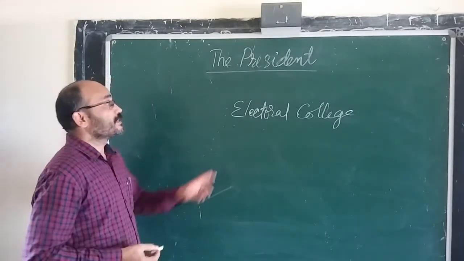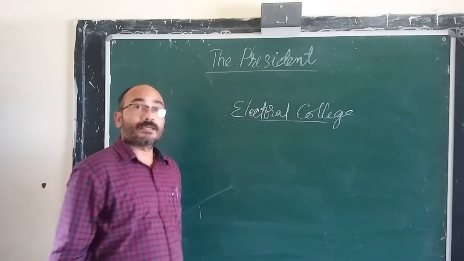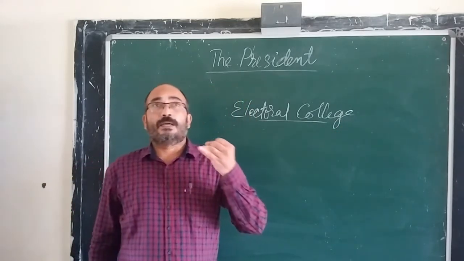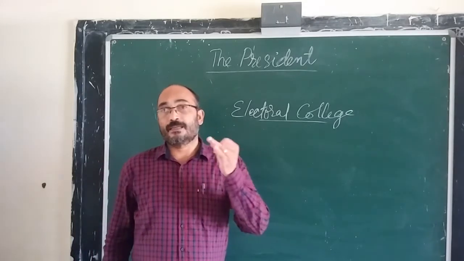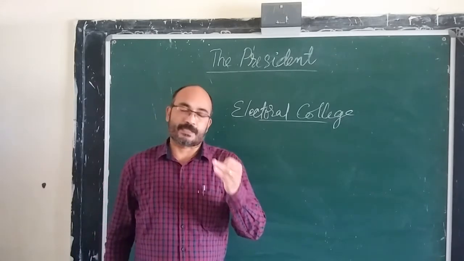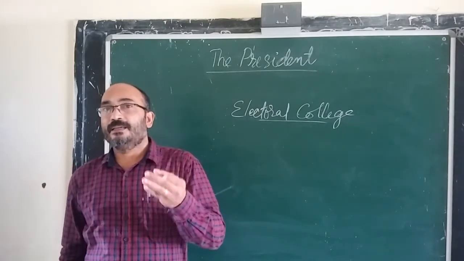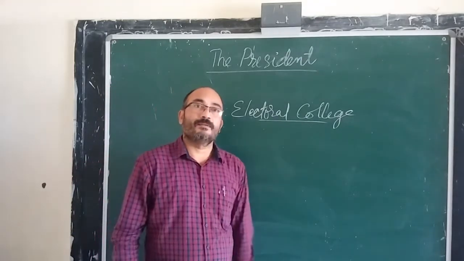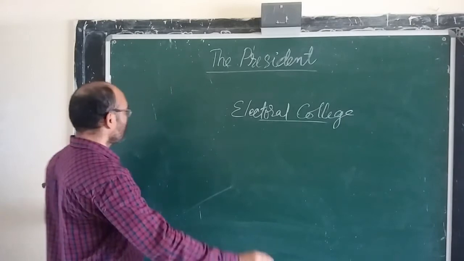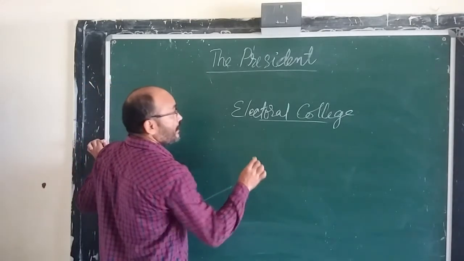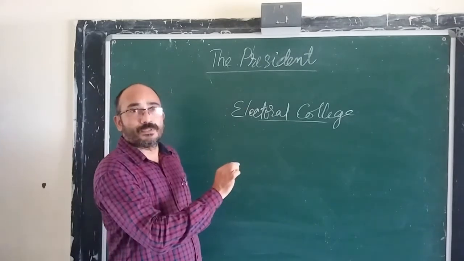And what is the composition of the electoral college? Or who are the members of the electoral college? The electoral college is composed of the elected members of Parliament, Lok Sabha and Rajya Sabha, elected members of state legislative assemblies, and elected members of union territories, Delhi and Puducherry. These all are the members of the electoral college. Remember, only elected members can participate in the election of the President.